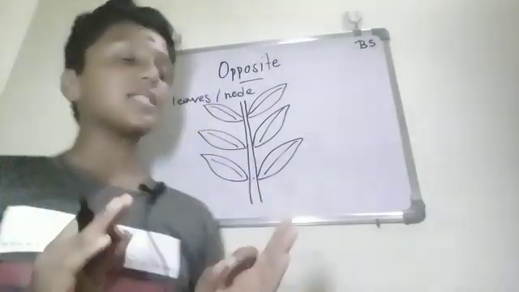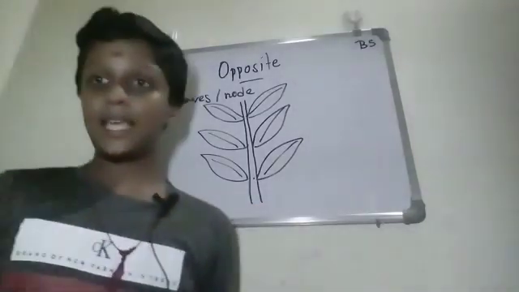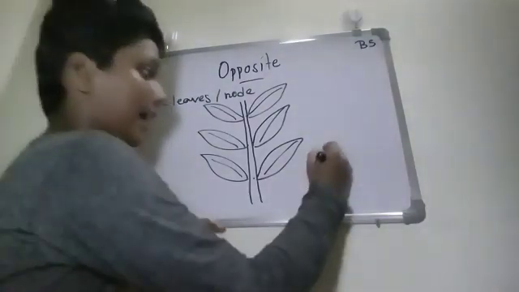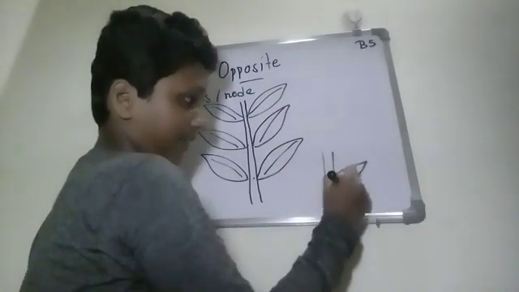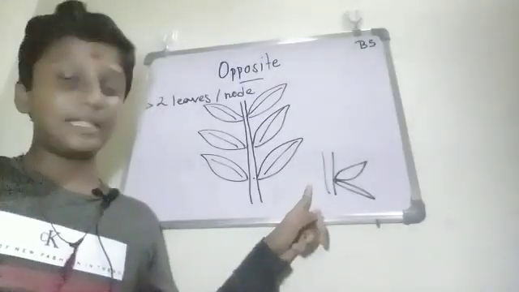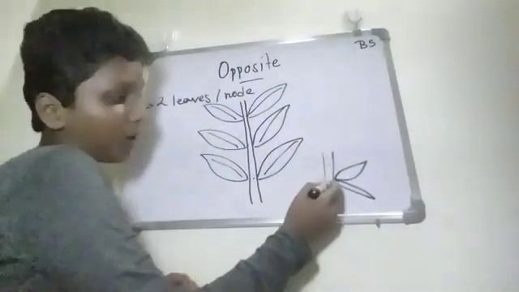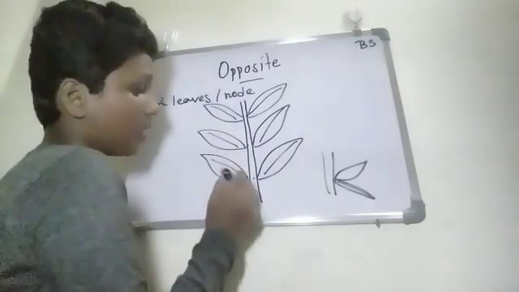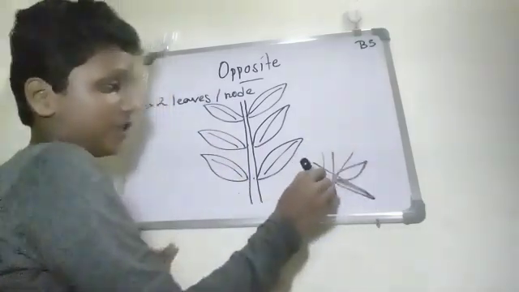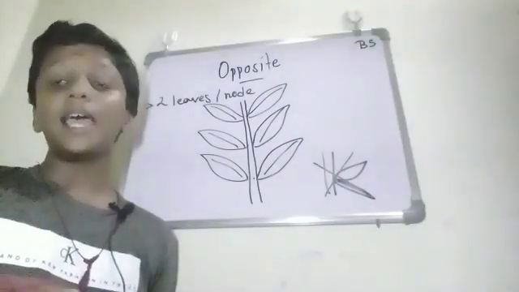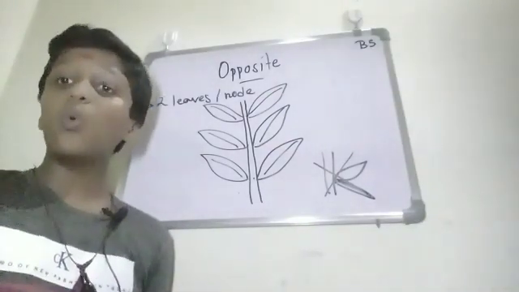In the opposite arrangement, two leaves arise in each node opposite to each other. They cannot come like this. They should be opposite to each other. They cannot be like this. So this is the opposite arrangement and this is not. Now let us look into the whorled arrangement.